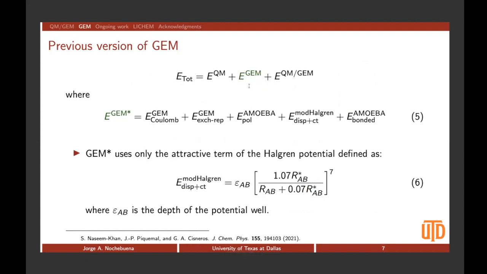And returning to the total energy formulation, the second term is divided into different contributions. For example, in a previous version of GEM that is called GEM-star, GEM uses the attractive term of the Halgren potential defined like this. This Halgren potential is only for attractive interactions because the repulsive interactions are already taken into account in the exchange repulsion term.